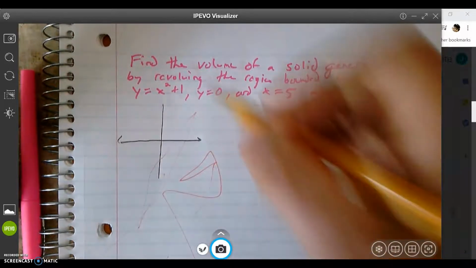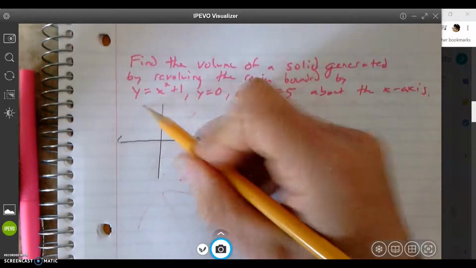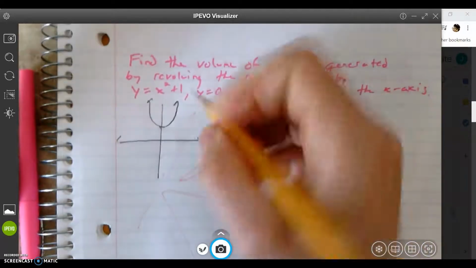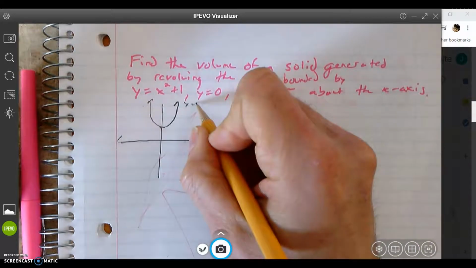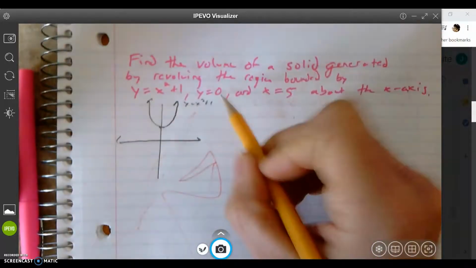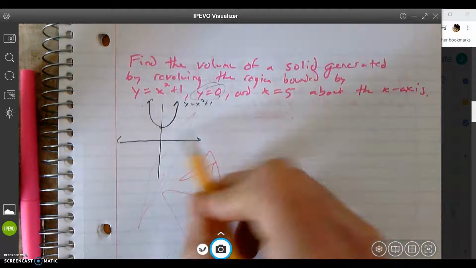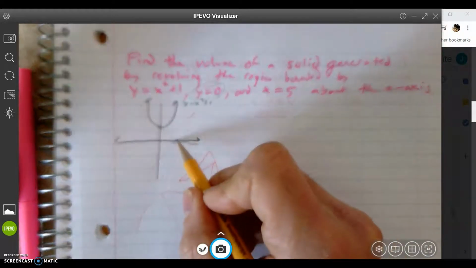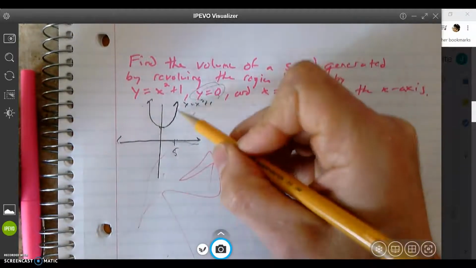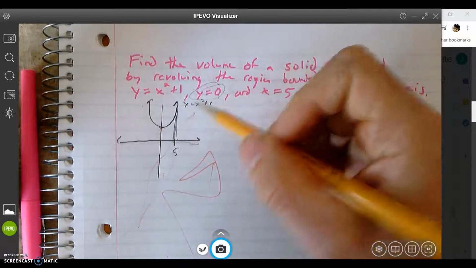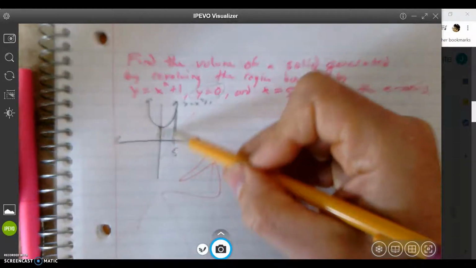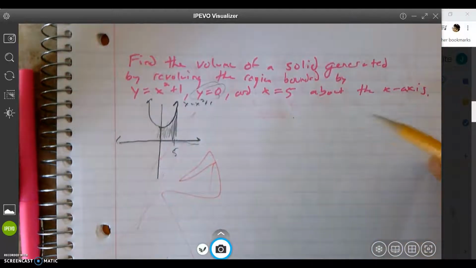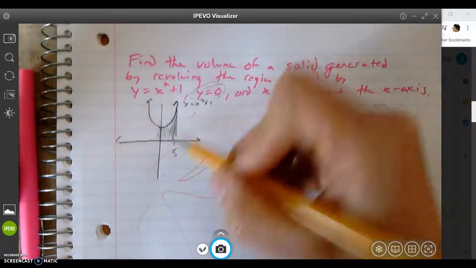So draw the picture. So y equals x squared plus 1 looks like this. You start at 1 and then it's a parabola. Y equals 0 is just the x-axis. And then x equals 5 is right here. So x equals 5. So this region is what we're talking about right now. We're going to take this region and revolve it around the x-axis.